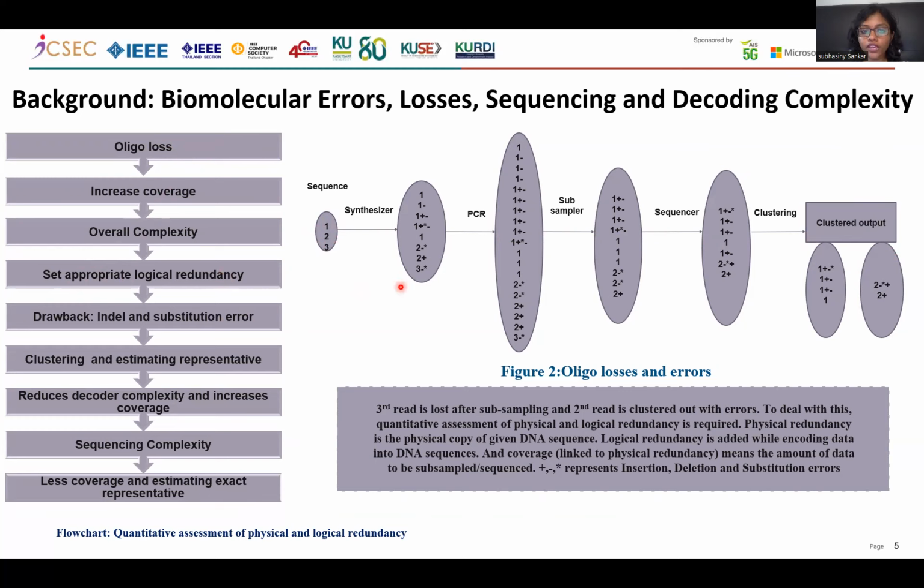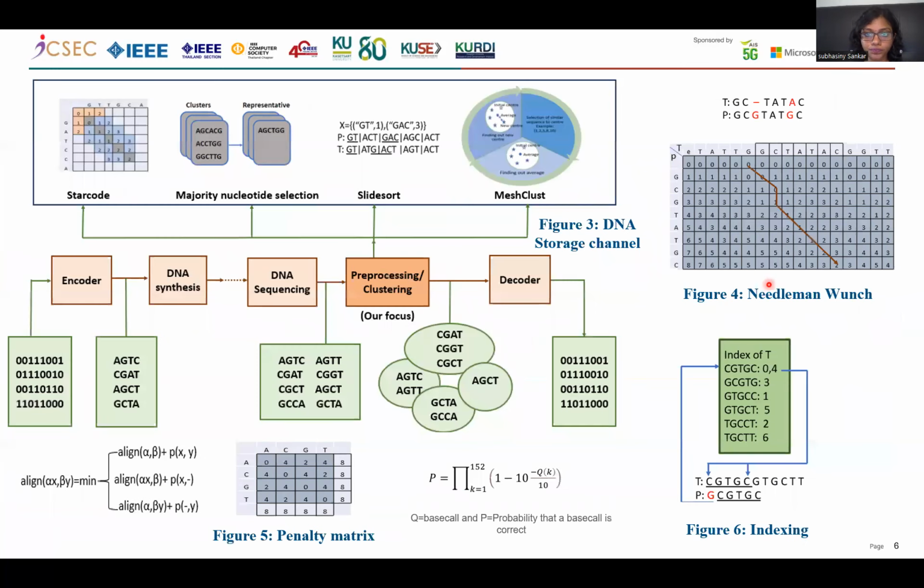But then in order to deal with indel and substitution errors, again, the clustering has to be done with high coverage. But if we use high coverage, it's not good for the sequencing complexity since the sequencer has to read a lot. So to eliminate that, we have to design a suitable clustering tool that uses a lower coverage value and produces the output with high accuracy. So our major focus is to work on the different clustering methodologies.